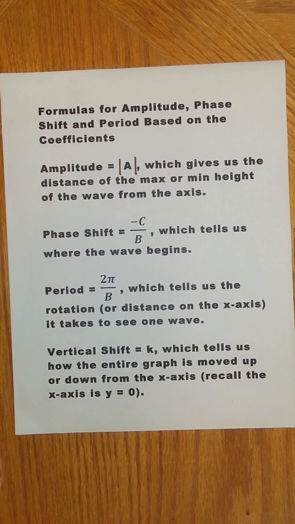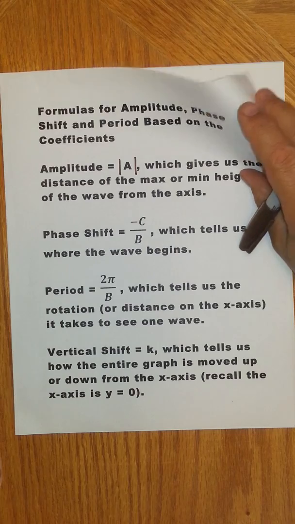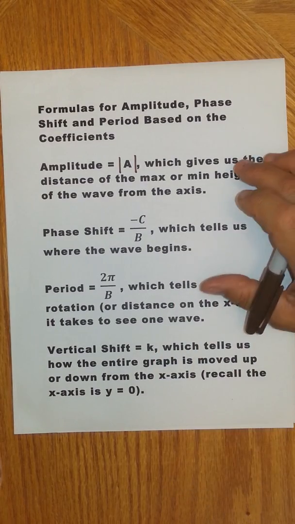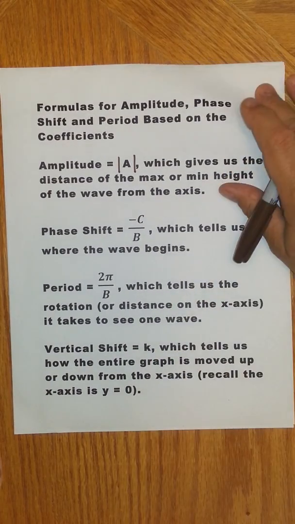A is the amplitude, which gives me the distance from the max or min height of the wave from the axis. The phase shift is where the wave begins. It's negative c over b. The period is the length of one wave, which is determined by 2 pi over b. And the vertical shift is k, the new axis. In our case, we're not going to have a vertical shift, and we're not going to have an amplitude change.